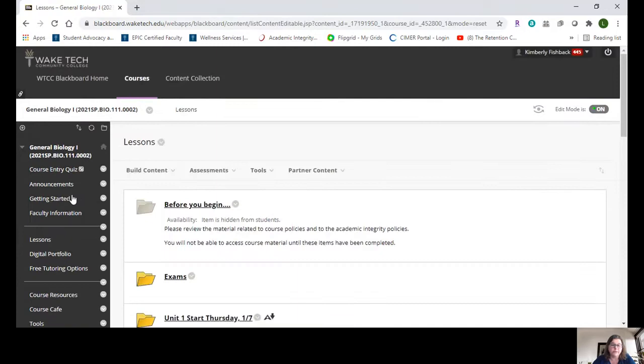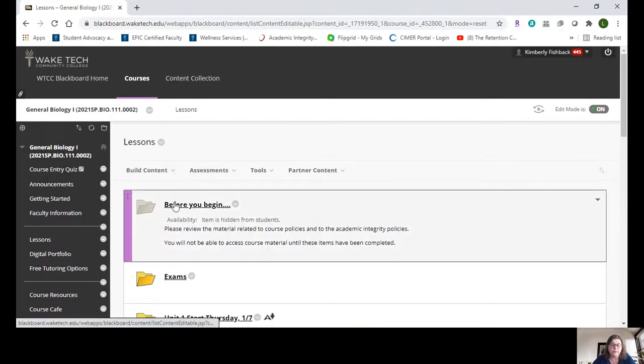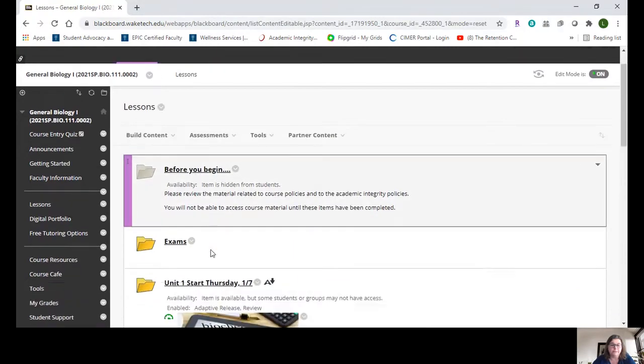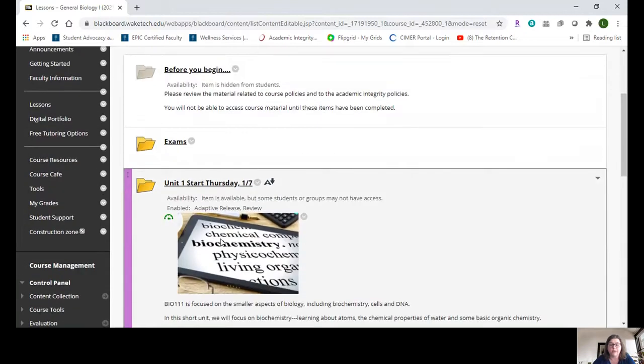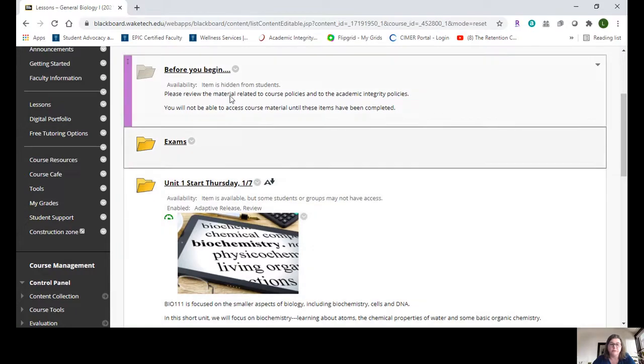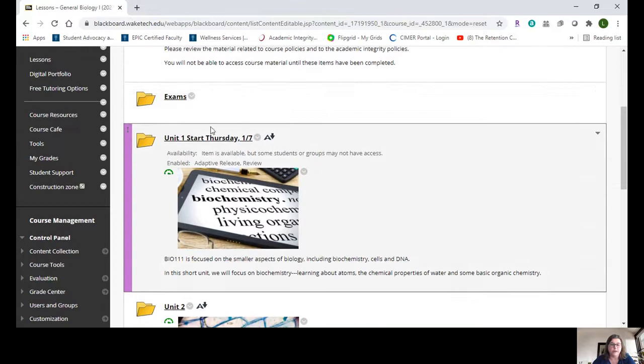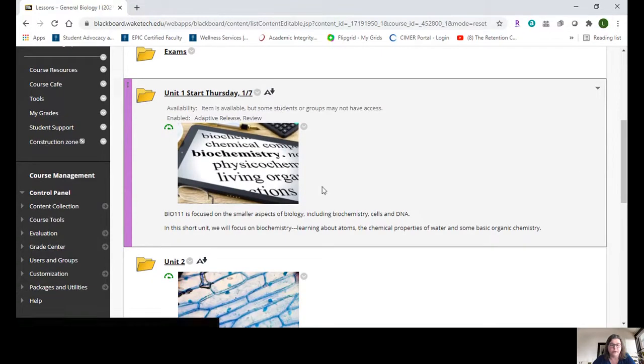When we move into the Lessons tab, students will have a little primer before they start. So this is all of the important paperwork, such as signing off on academic integrity and understanding my expectations for that, as well as the FERPA release and things like that. When students complete that, they will be directed to Unit 1.